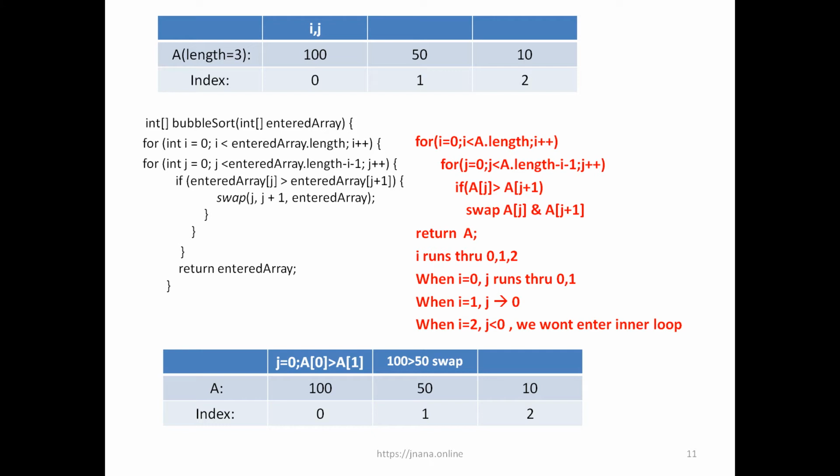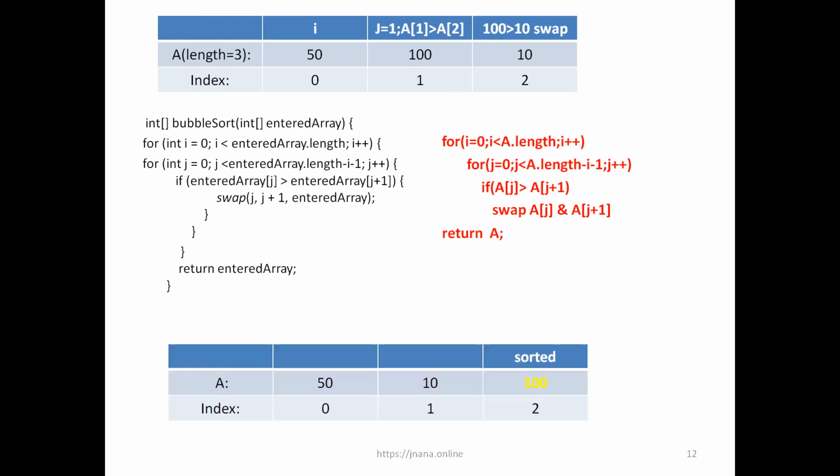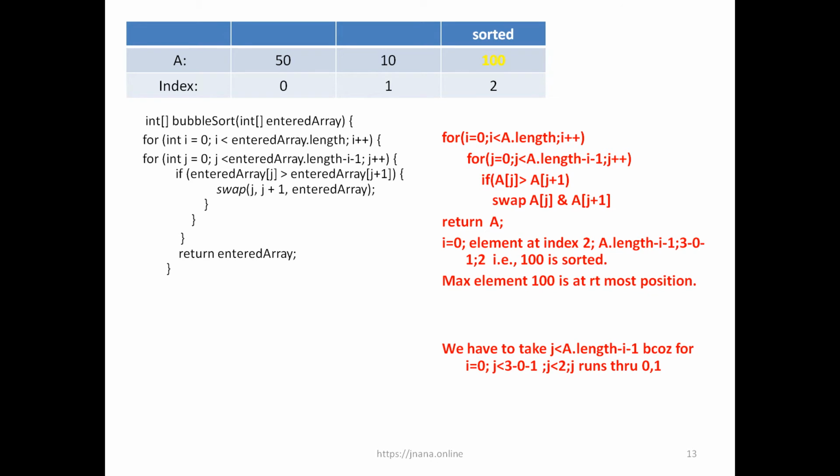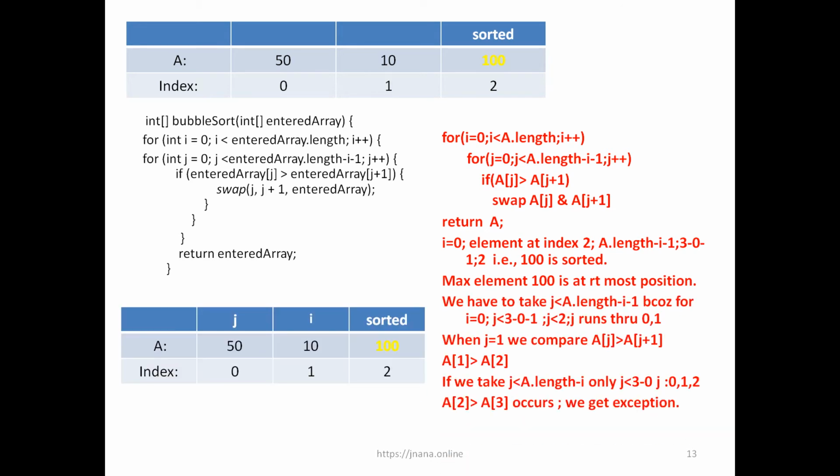When i equal to 1, j will take value 0. When i equal to 2, we will not enter the loop actually. So when i equal to 1, j equal to 0. Here you can see i is at 1 position and j is at 0 position. Then what we do is a of j greater than a of j plus 1, a of 0 greater than a of 1. We are comparing a of 0, 50, is greater than 10. 50 is actually greater than 10, so do a swap.